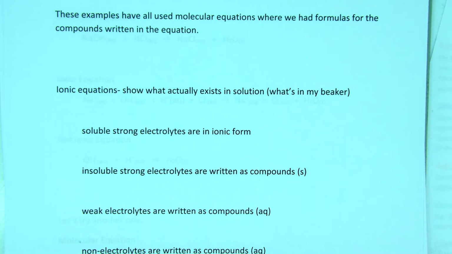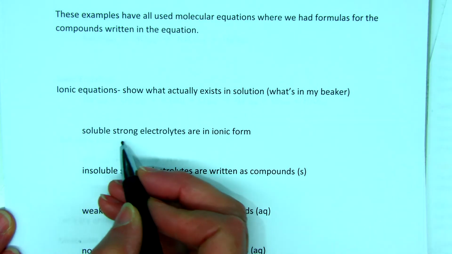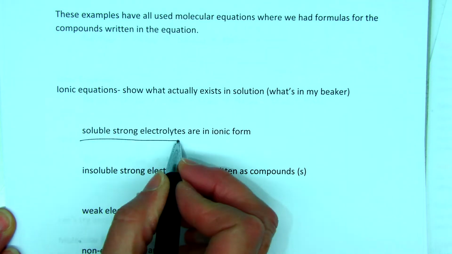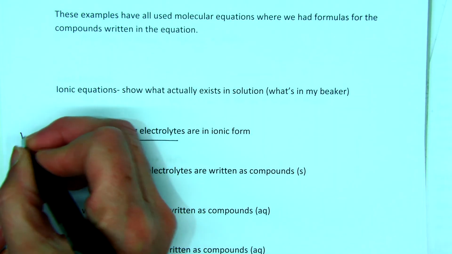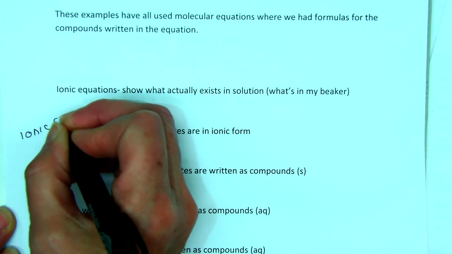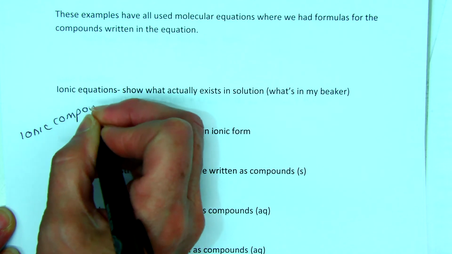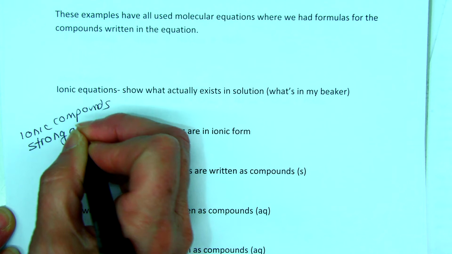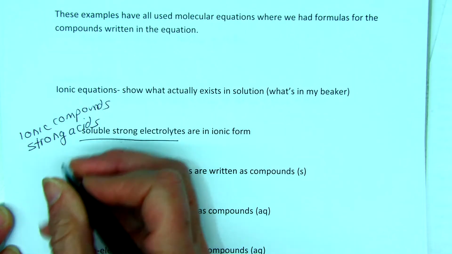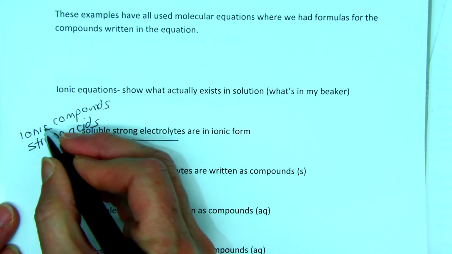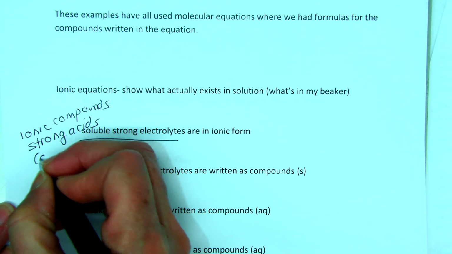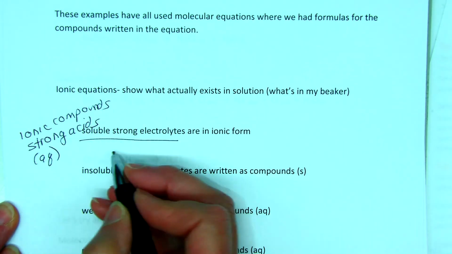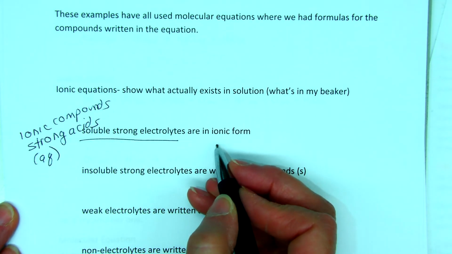So when we think about this, if we have a strong electrolyte that is soluble, this means generally ionic compounds or strong acids. Maybe this will help breaking it down to give you kind of those rules you're looking for, Alex. If these things are in there and they have the aq subscript, then we break them apart and we put them in ionic form, because that's really what's in my beaker.